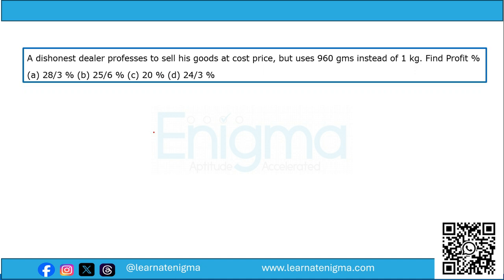A dishonest dealer professes to sell his goods at cost price, but uses 960 grams instead of 1 kg. Now, we have to find out the profit percentage.